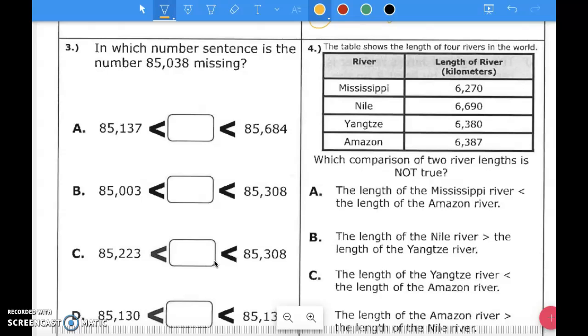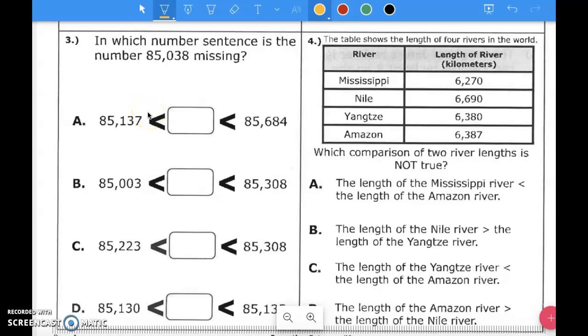In which number sentence is the number 85,038 missing? Ooh, we need to put them in order. So this is less. The big opening goes to the big number. So you're putting the numbers in order from least to greatest. Okay. So you want 85,000. That's easy. All of them have 85,000, but you're missing 38.